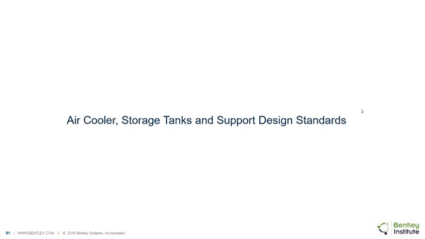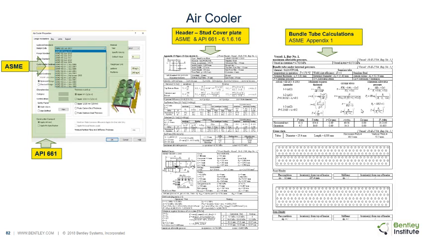In this final section of the webinar, let's look at some other types of equipment and find out what codes and standards those can be designed in accordance with. The air cooler modeling and analysis can be done using ASME code and API 661 standard. The extracts from the design report are shown to the right.